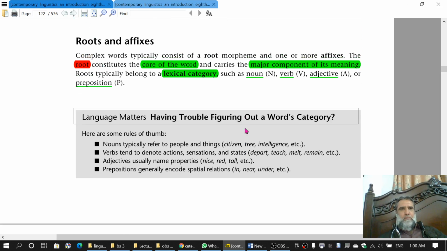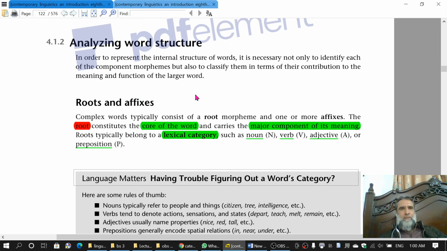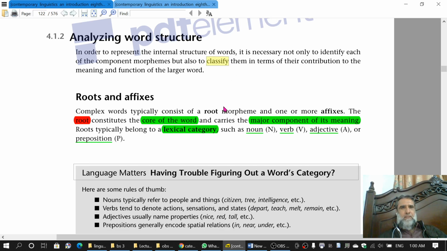इसको अब उर्दू में सुन लें. रूट्स और affixes दरअसल ये एनालाइजिंग वर्ड स्ट्रक्चर में आएंगे. वर्ड स्ट्रक्चर की एनालिसिस में सिर्फ ये काफ़ी नहीं है कि हम कंपोनेंट मार्फीम्स का जिक्र करें, बल्कि हमें इनकी क्लासिफिकेशन भी करनी चाहिए कि ये मुख्तलिफ किस्म के जो मार्फीम्स हैं, इन्हें क्लासिफाई करें और बताएं कि ये मीनिंग में क्या कंट्रीब्यूशन देते हैं और फंक्शन में क्या कंट्रीब्यूशन देते हैं.